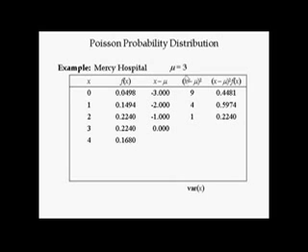Subtracting 3 from 3 gives 0. 0 squared is 0. 0 times f of 3, 0.2240, is 0. 4 minus 3 is 1. 1 squared is 1. 1 times f of 4, 0.1680, is 0.1680. The sum in this column does not give you 3.